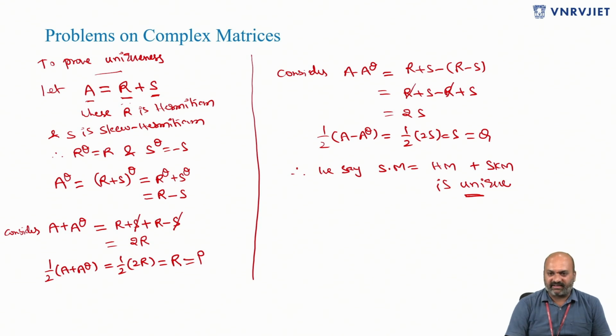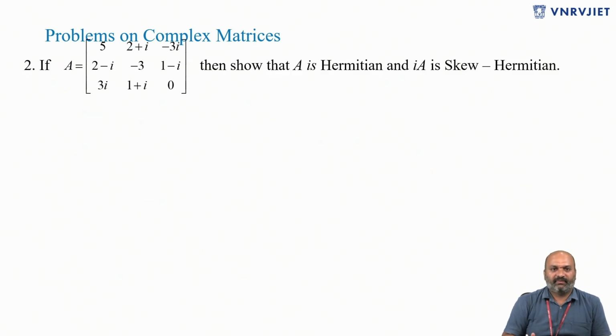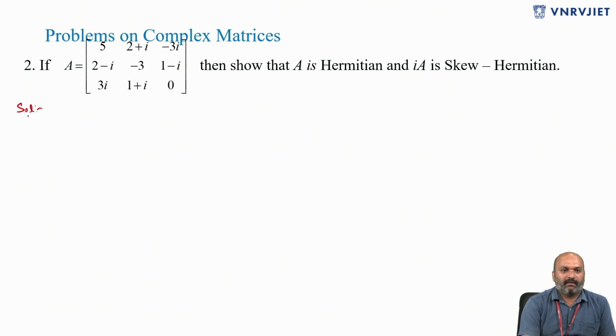Okay, let's see one more problem. What is given is A, a complex square matrix of order 3 by 3. We have to show that A is a Hermitian matrix and iA is a skew Hermitian matrix.